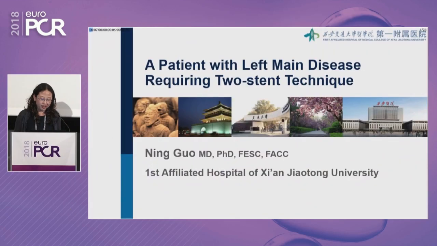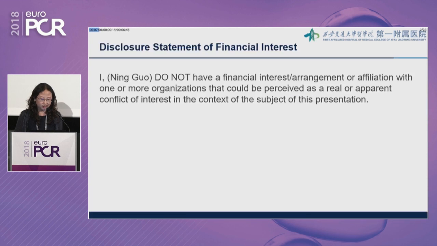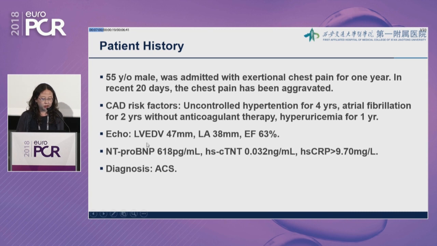Dear Chairman, even though I come from China, in this case I didn't use the DK crush technique, just the mini-crush technique. So I have nothing to disclose. This is the patient history. The patient was a 55-year-old male and came to the hospital with exertional chest pain for 1 year. In recent 20 days, the chest pain has been aggravated. He had uncontrolled hypertension and atrial fibrillation, but without any anticoagulant therapy. Echo was almost normal, EF was normal.